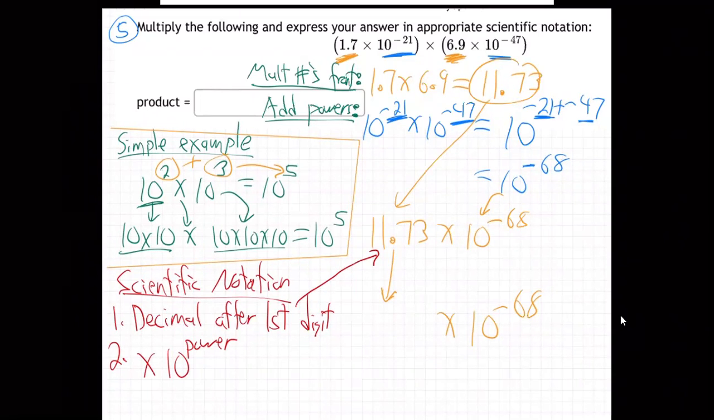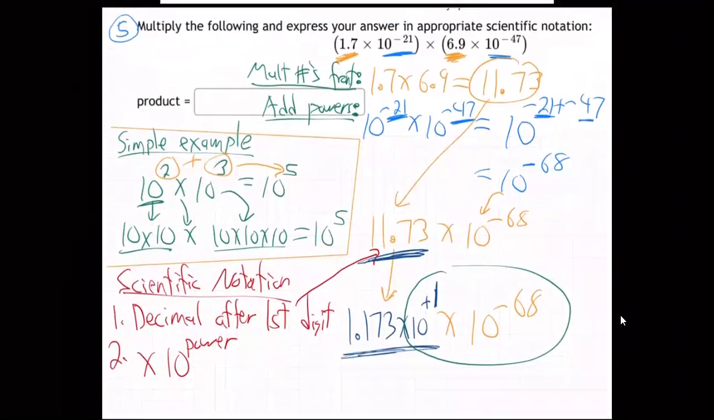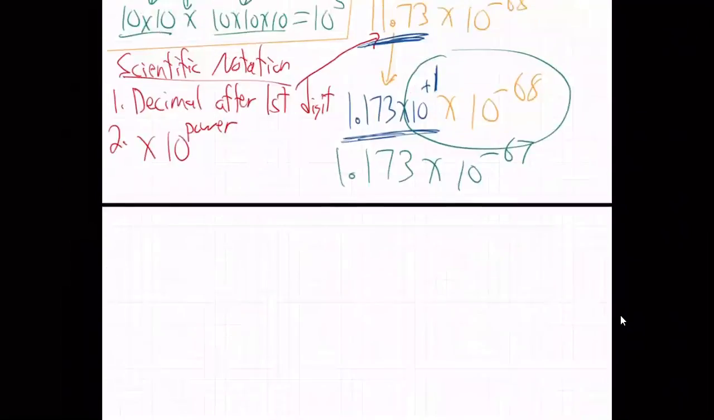You've got to take that part and rewrite it. In other words, it's got to become 1.173 times 10 to the positive 1, doesn't it? Because that is the same as that. And then you combine these two. And like Martine said, it's going to be 1.173 times 10 to the minus 67 because we added those powers, right? Let me move it right there.